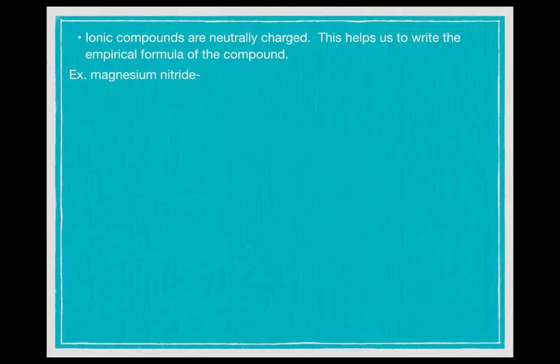So let's look at magnesium nitride. Magnesium has a +2 charge. Nitrogen has a -3 charge. Okay? Nitride is the anion of nitrogen. So if magnesium has a +2 charge and nitrogen has a -3 charge, your formula for your ionic compound will be Mg3N2. All right?